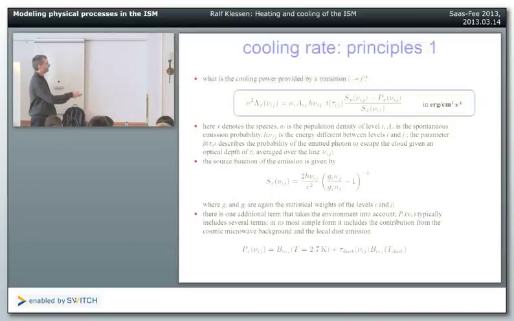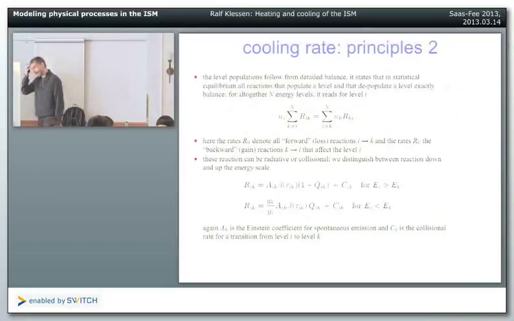So the source function, again, needs to include the statistical weight and the population of the levels. Here's the frequency, here is the speed of light squared. So we do what we have done before. We assume that in statistical equilibrium, the reactions that populate a level are equal to the number of reactions that do depopulate the level.